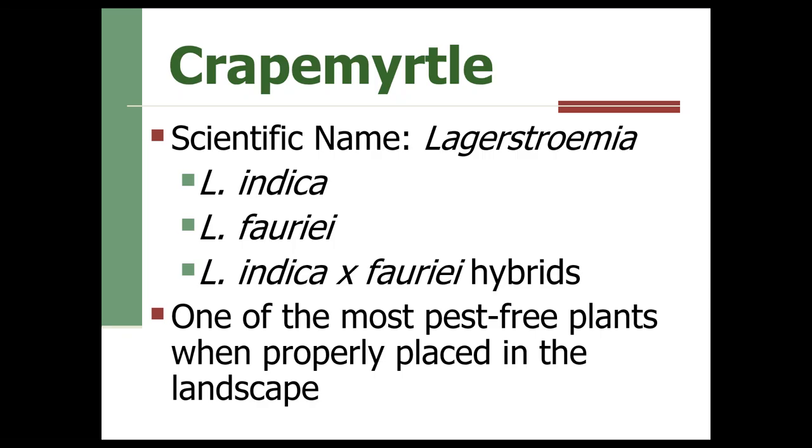And unless crapemyrtle bark scale proves us wrong, crapemyrtle is still one of the most pest-free plants when it's properly selected and placed in the landscape. It really, truly is. The list of additional problems that it has is relatively small when we look at other plants such as a rose or hydrangea, for example.